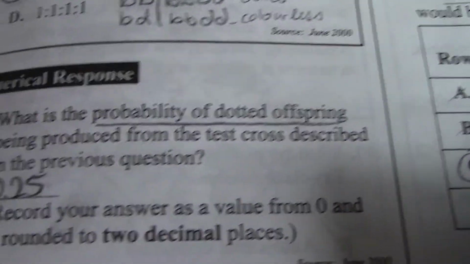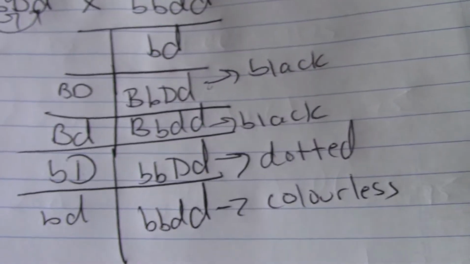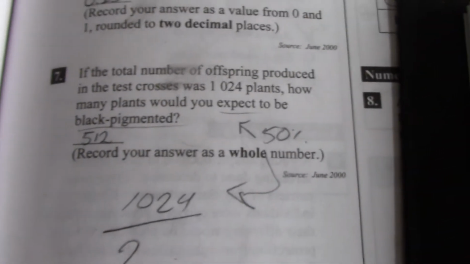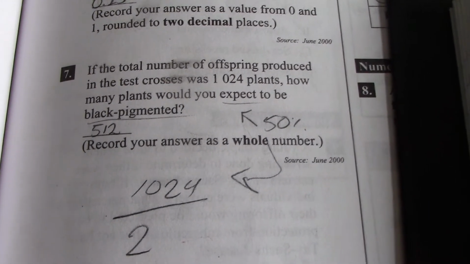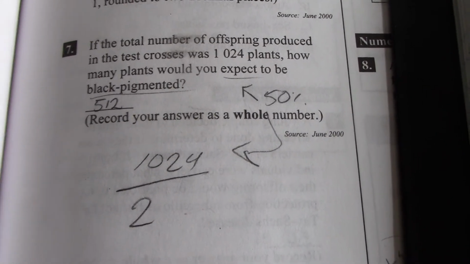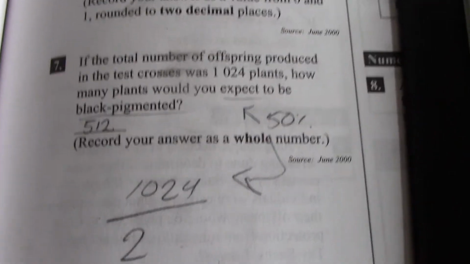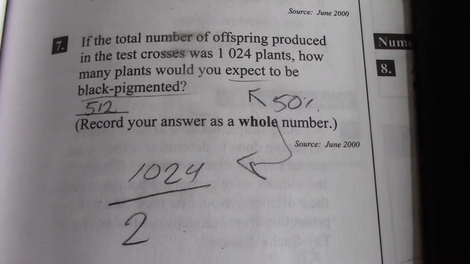So the question is asking, what is the probability of dotted offspring being produced from the test cross described in the previous question? So about 25% should be dotted. And question 7 here says if the total number of offspring produced in the test cross was 1,024 plants, how many would you expect to be black pigmented? So 50% of them should be black. So half of 1,024. Okay.